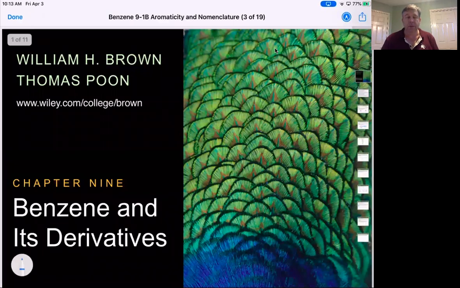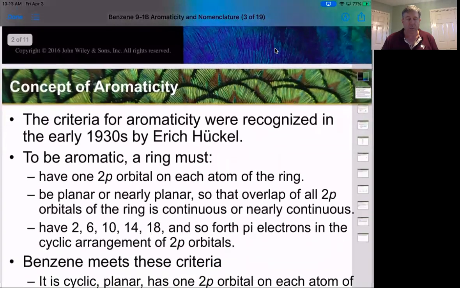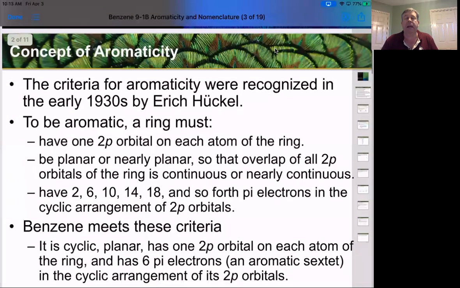Okay, so as we continue on, we started with the idea that we have a resonance stability associated with making the benzene system more stable than just three double bonds kind of connected near each other. And so that further developed into the concept of aromaticity by Ulrich Huckel. And so we have some rules that you must follow to be a truly aromatic material.